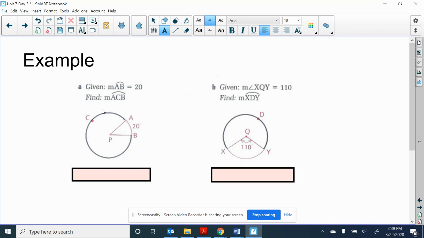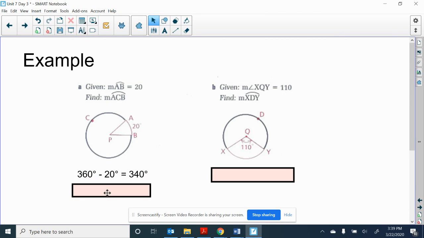All right, so some examples. Given the measure of arc AB is 20 degrees, find the measure of arc ACB. Well, if AB is 20, ACB is the rest of the circle. So to find out the measure of that, we are just going to subtract from 360. So 360 minus 20 is 340 degrees. That is the measure of arc ACB.